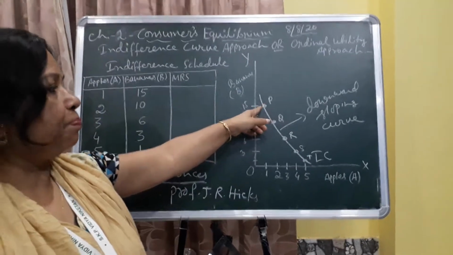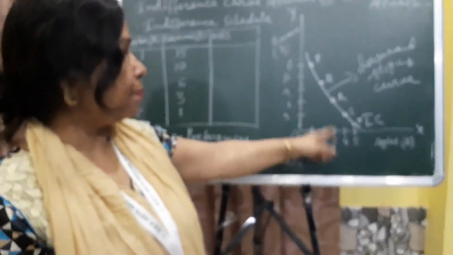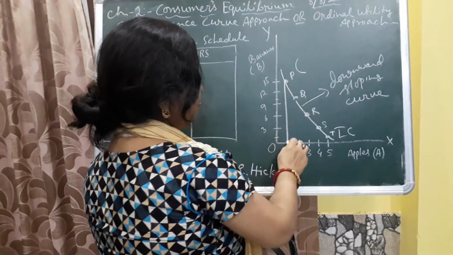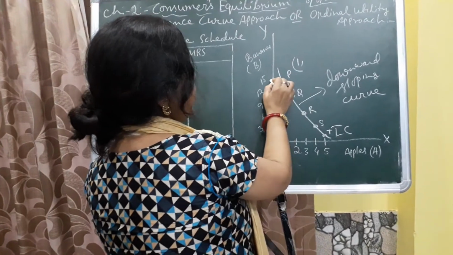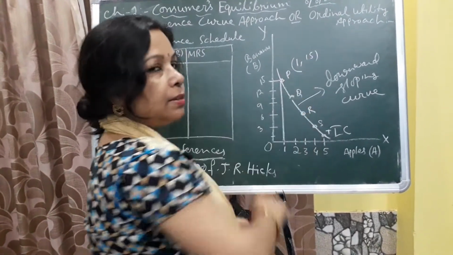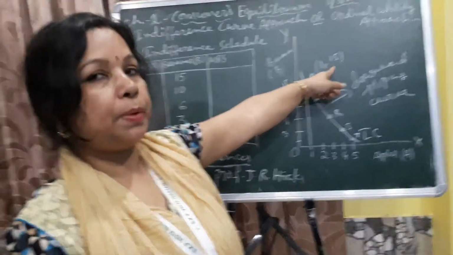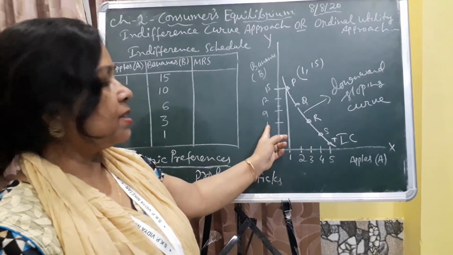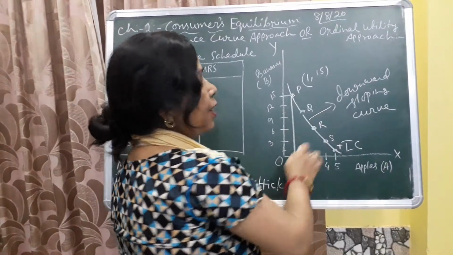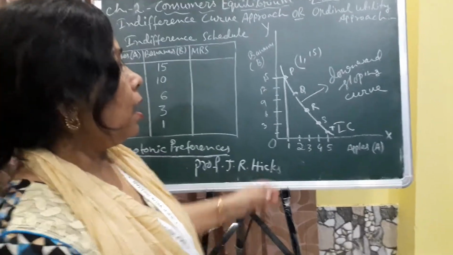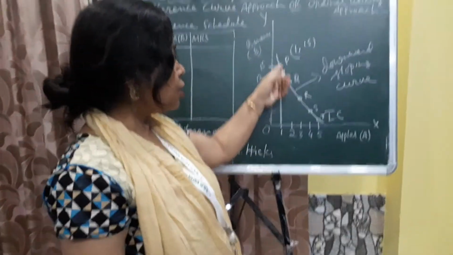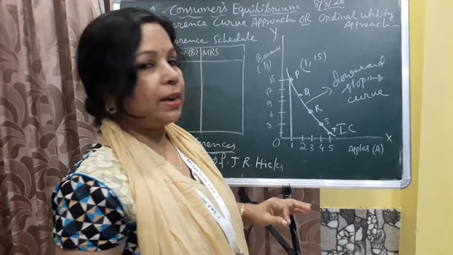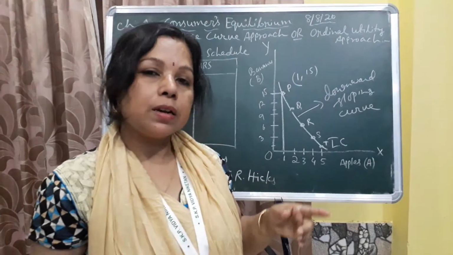So point P refers to a combination of apples and bananas. From this point P, how many apples? 1 apple and 15 bananas. So this represents a combination of 1 apple and 15 bananas. Now point R represents 3 apples and 6 bananas. In such a way, these points on the IC represent combinations of the two goods, and these points give the same level of satisfaction to the consumer. That's why it is known as the indifference curve.